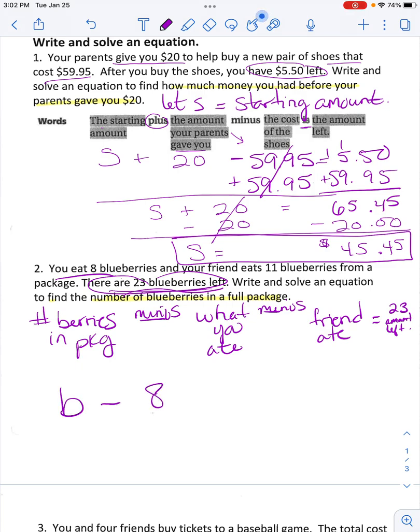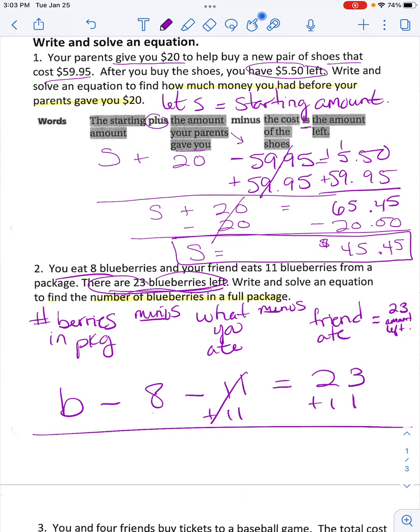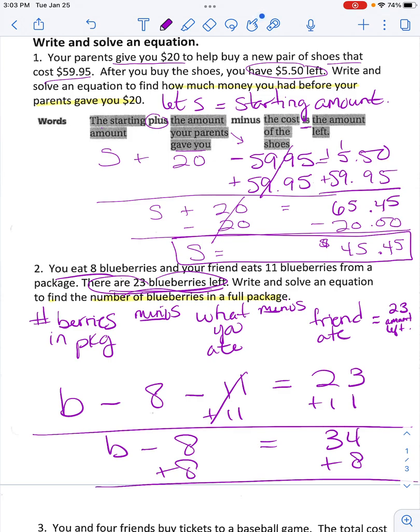I do know that I ate 8, and my friend ate 11. And we know there's 23 left in the package now. Okay? So whichever one we want to undo first, we can. I'm going to add 11 to both sides. Remember, you do the inverse. And then we can get rid of the 8. Minus 8, the opposite would be to add 8 to both sides.